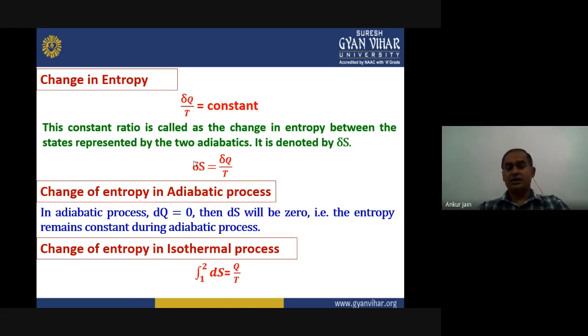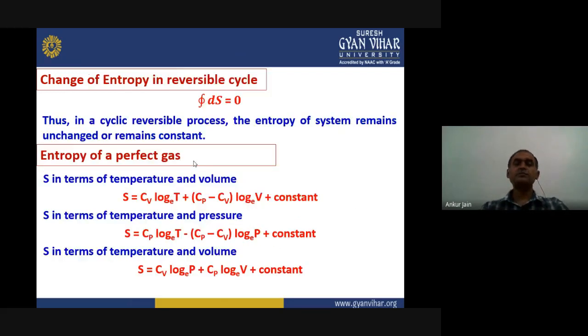Okay. Similarly, if we talk about the isothermal process, what will happen? The change of entropy in an isothermal process is given by the integral within the limits from state 1 to state 2. We have to put the coordinates here. The integration of dS within these limits equals Q upon T. This is the change of entropy in an isothermal process that we can calculate.